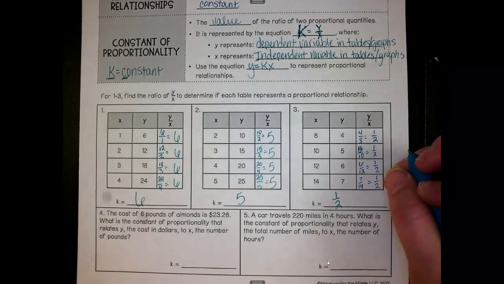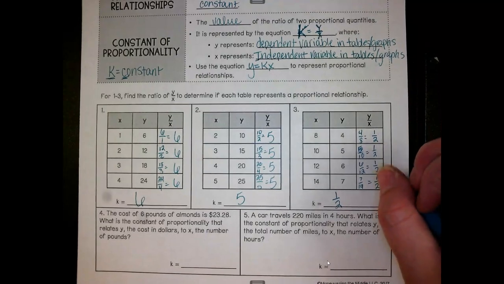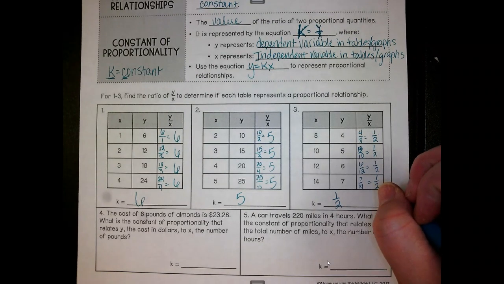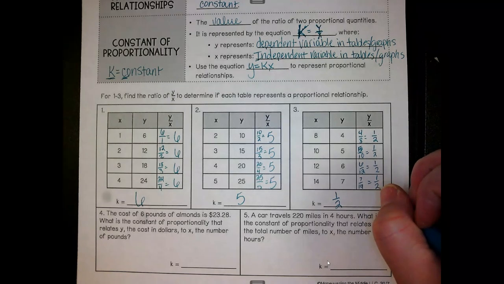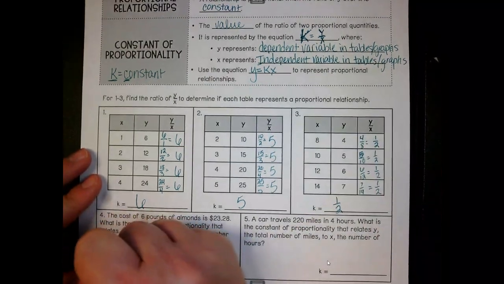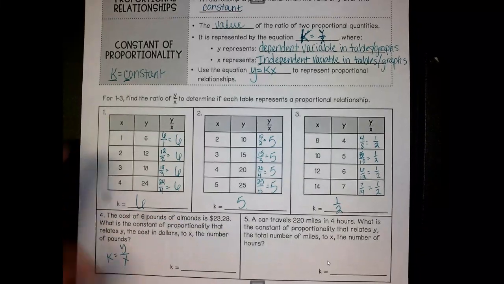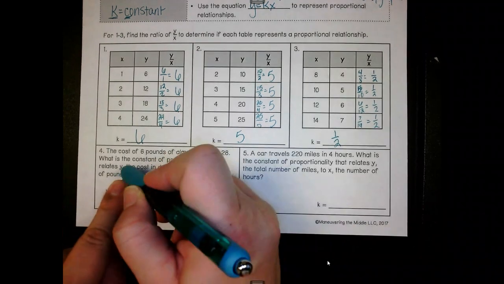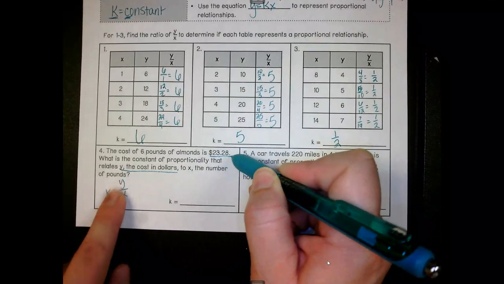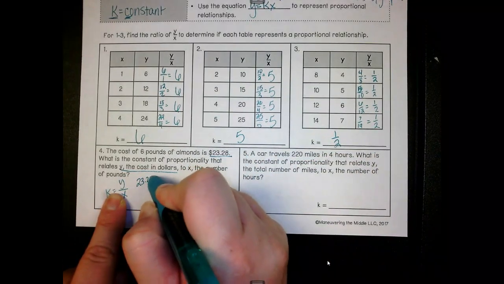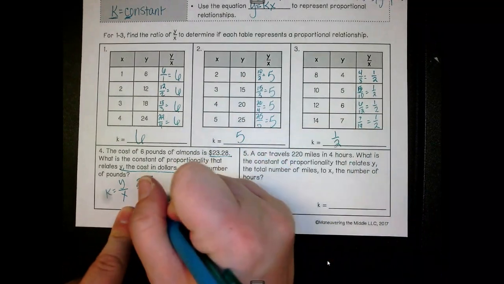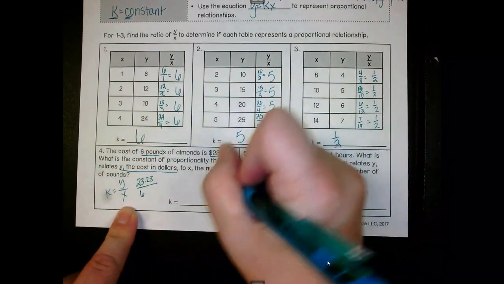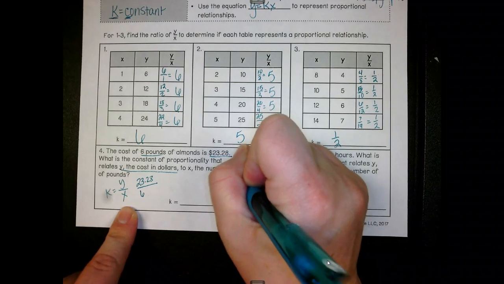All right. The cost of 6 pounds of almonds is $23.28. What is the constant of proportionality that relates y, the cost in dollars, to x, the number of pounds? So I need to put y over x to find my constant. Which one is y? How do you know that? Because it's the cost. Yeah, it says y, the cost in dollars. This is my dollar amount. So I'd put 23.28 on top. That means x is what? 6. So you divide 23.28 by 6.